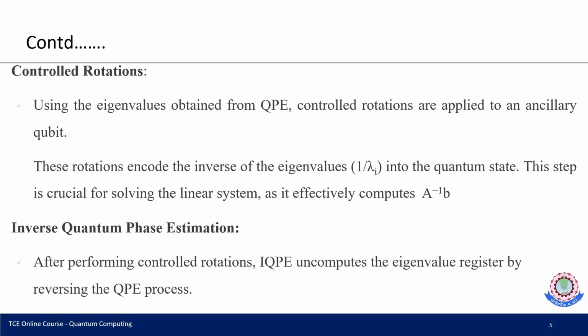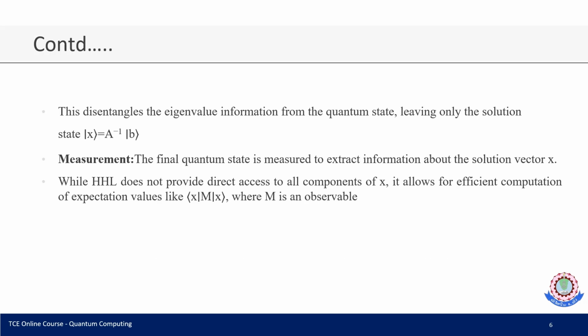The next step is inverse quantum phase estimation. After performing the controlled rotation, inverse QPE uncomputes the eigenvalue register by reversing the QPE. We compute ket x, which is equal to the inverse of A on ket B. The next thing is measurement. The final quantum state is measured to extract information about the solution vector x. While HHL does not provide direct access to all components, it allows for efficient computation of expectation values such as the expectation of M, where M is an observable.